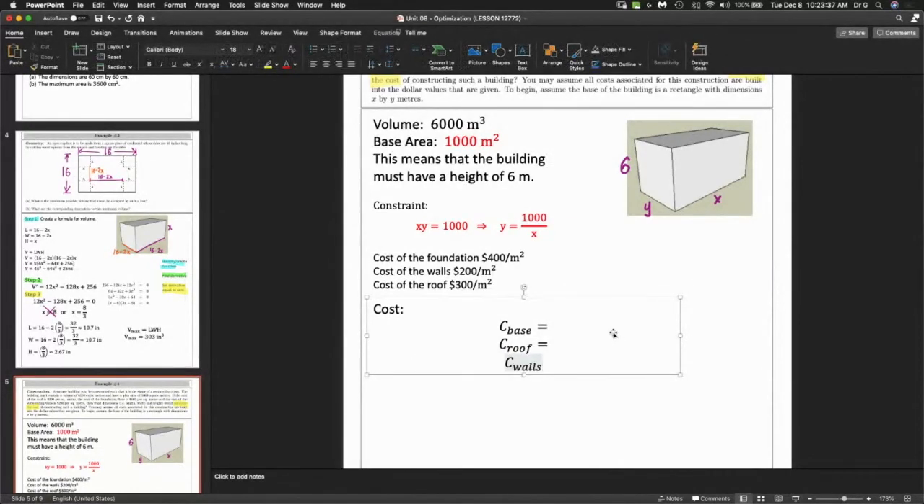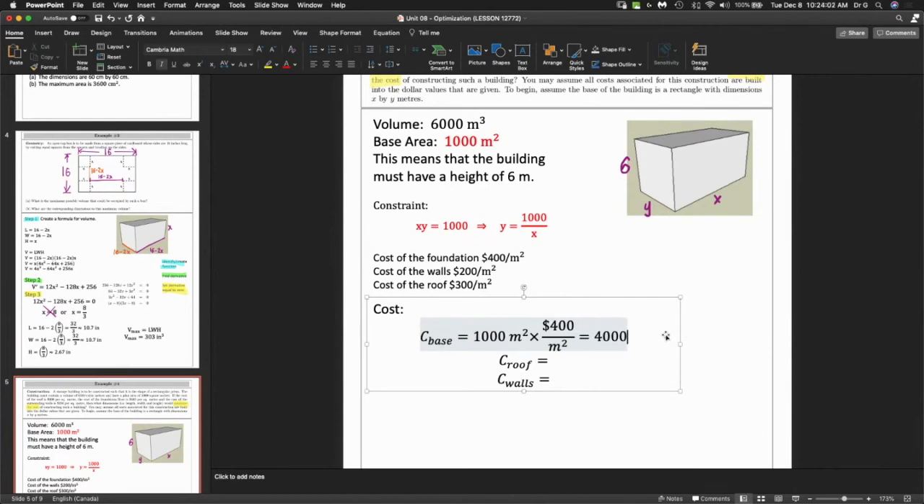The cost of the base, there is actually no optimization occurring there. The base is 1,000 square meters times, and the base we said was $400 per square meter. So basically, too bad, it's $400,000.